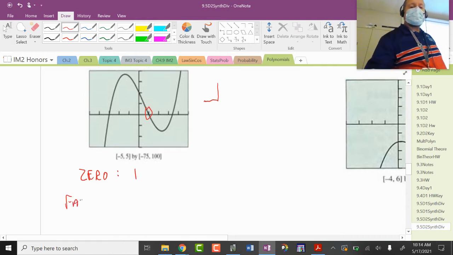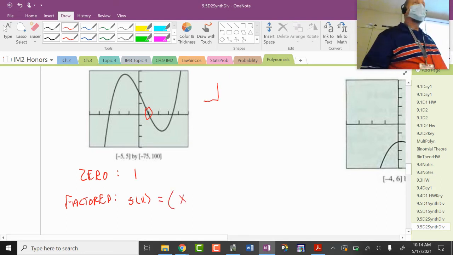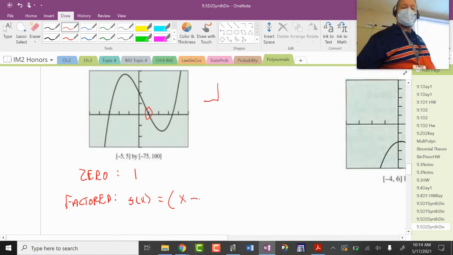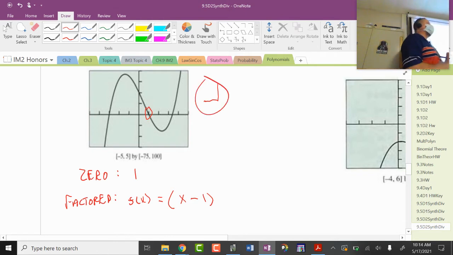And then remember that they said we have to put this in factored form. So I'll call this f of x. And if 1 is a 0, what is a factor? If 1 is a 0, what's the factor? X minus 1. So who was correct? What goes in this blank? Is it 1 or -1? It's 1. Someone still said -1. Remember, if the factor is x minus 1, 1 goes in the synthetic division blank.